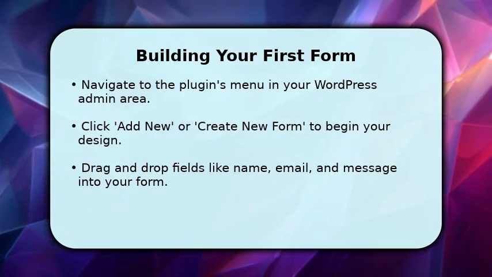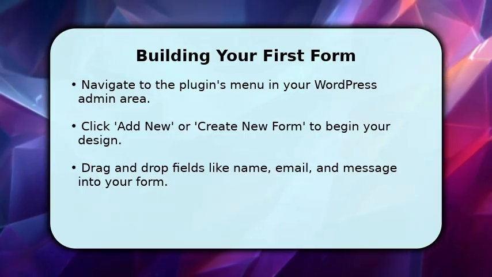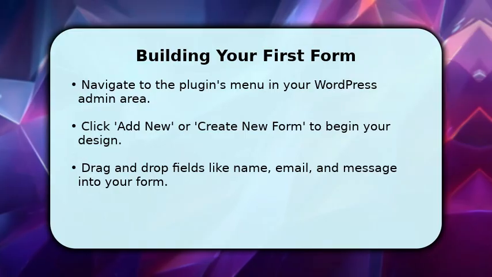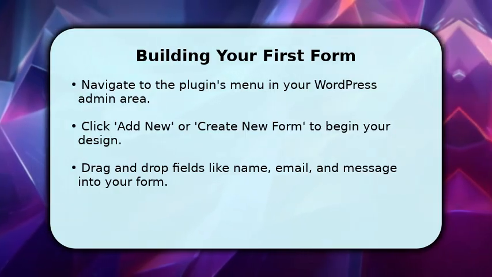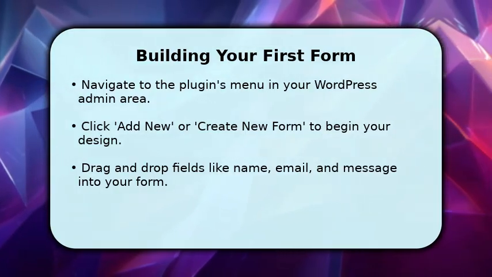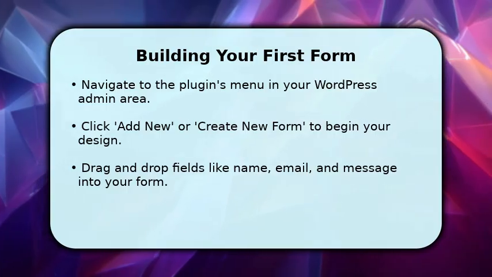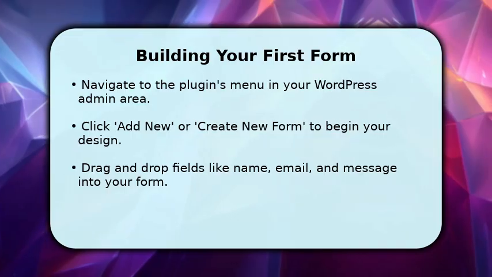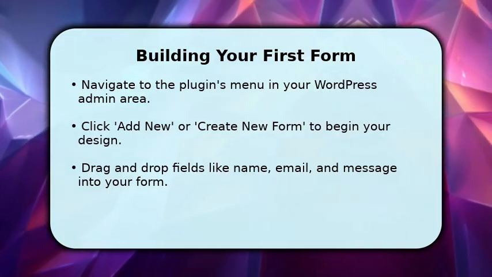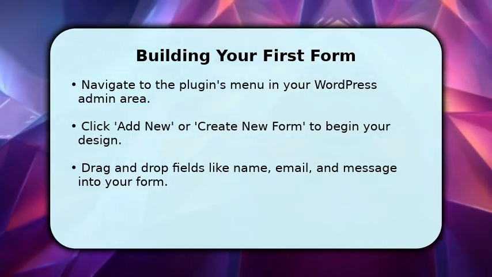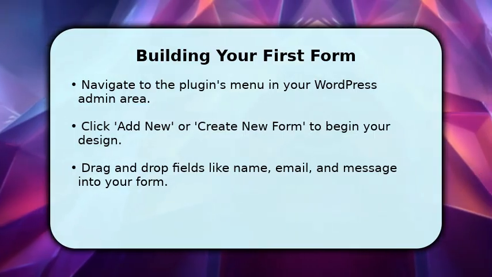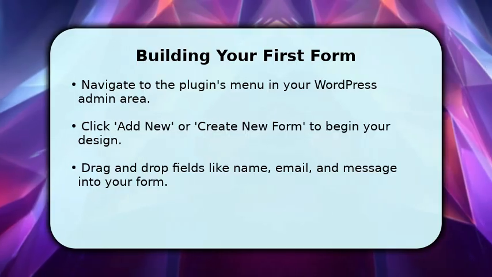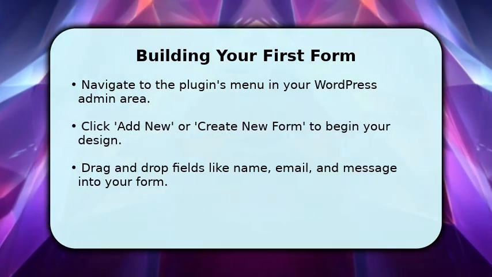Now that your plugin is active, it's time to build your first form. Head over to the new menu item created by your form builder within your WordPress admin area. Look for an option like Add New or Create New Form to start. Most plugins feature an intuitive drag-and-drop interface, allowing you to easily add fields such as name, email address, and a message box. Remember to customize each field's label and set any as required to ensure you gather all necessary information.